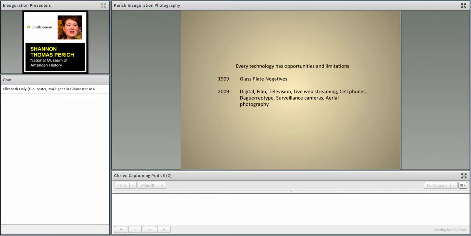And so my point about showing you these two is to think about what the technology offers. Every technology has opportunities and limitations. So in 1909, those cameras were producing glass plate negatives. And then in 2009, think about all the different kinds of photographs that were made and the kinds of equipment that was used. There was digital photography, film photography, television, live web streaming across computers, cell phones, a daguerreotypist, surveillance cameras, and aerial photography.